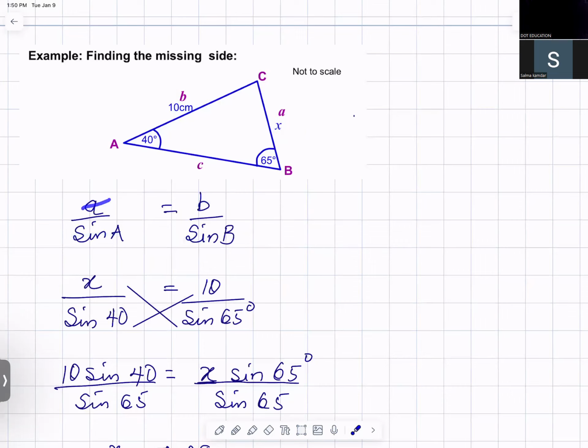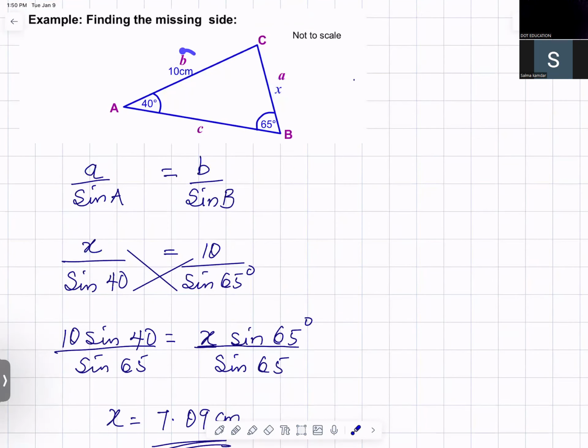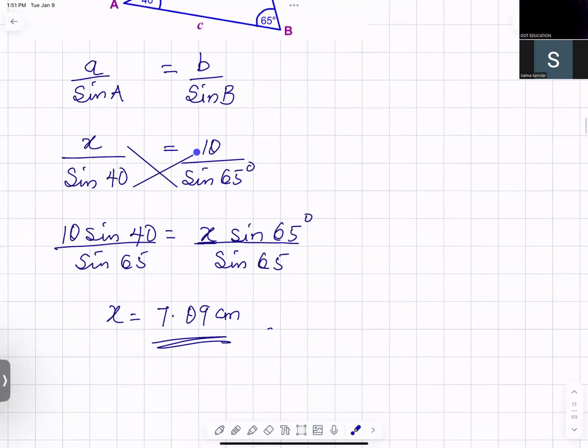So our a is x from the question given. Then our b is 10. Then our angle at A is 40 degrees. That's why I have sine 40 degrees. Then for B, we have sine 65 degrees. So we can cross multiply. Take note, when you have a fraction like this, what comes into your mind is cross multiplication. So I have 10 multiplied by sine 40 is equal to x multiplied by sine 65.